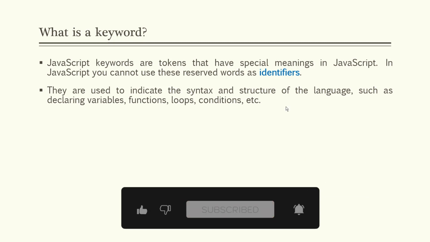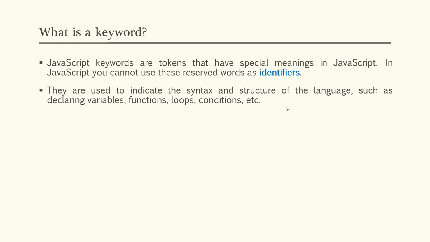Keywords are used to indicate the syntax and structure of the language, such as declaring variables, declaring functions, declaring loops, and conditions. You cannot use these reserved words as identifiers. So what exactly is an identifier? An identifier is any valid name given to a variable or a function.